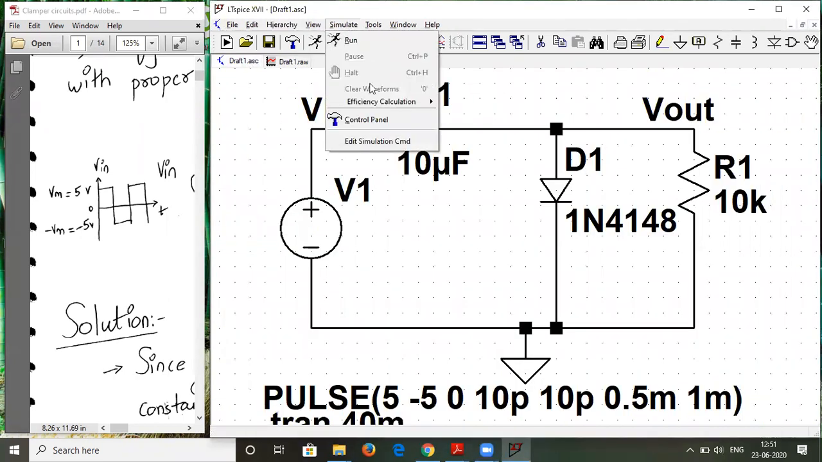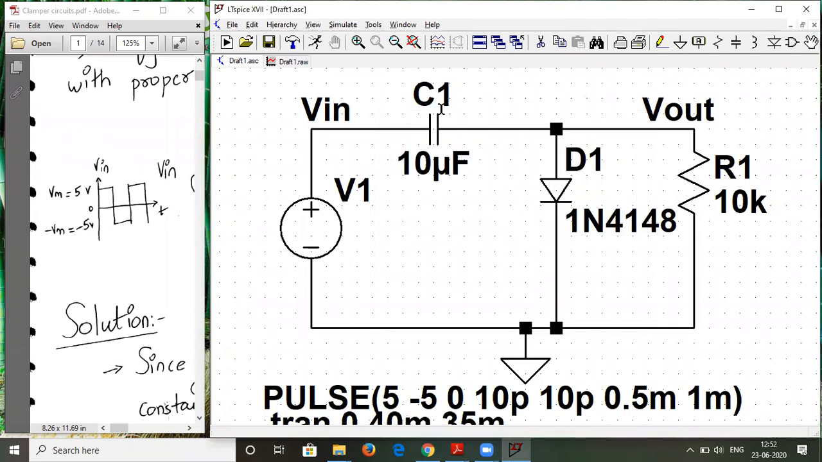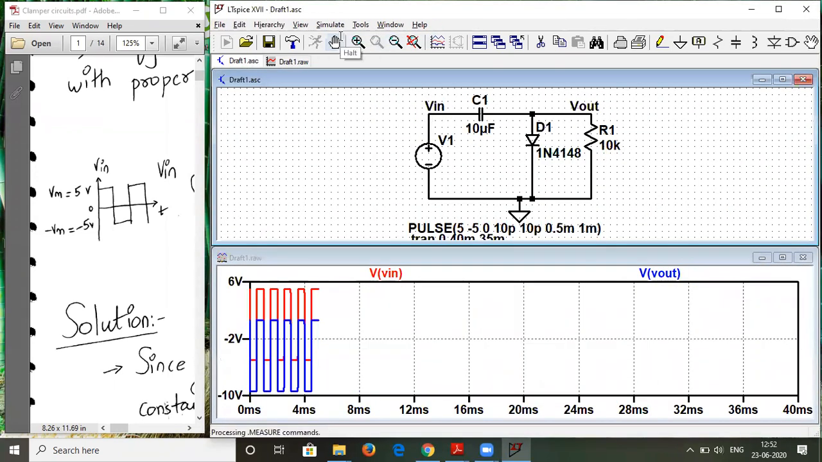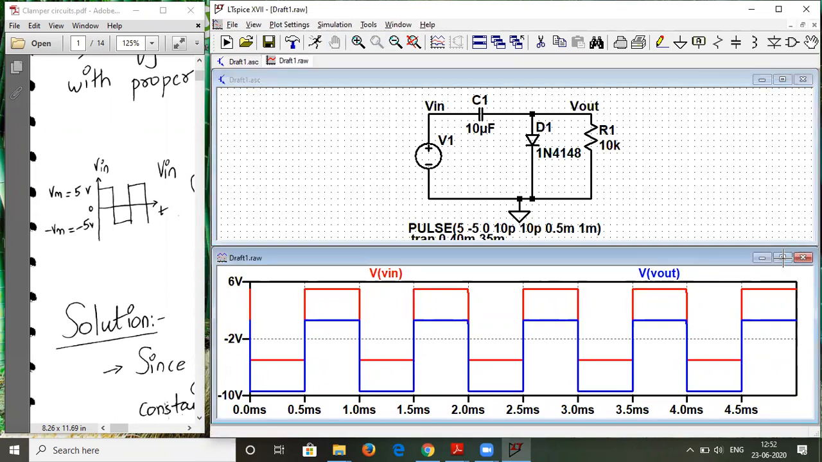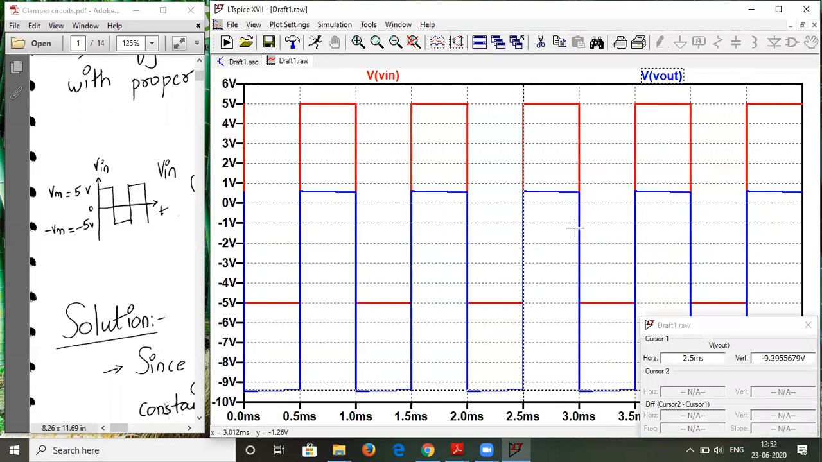For that, go to edit simulation command, and the time to start saving data will be around 35 milliseconds. And I click on OK. So I can only see that steady state part now, where the voltages have settled down. This is what the clamper does. As you can see, the red waveform over here is my input, and the blue waveform is my output. The input waveform is a square wave starting from 5 and ending at -5, and the output waveform has just been shifted down by some level. We'll calculate that level shortly.